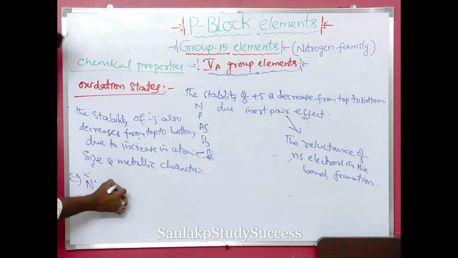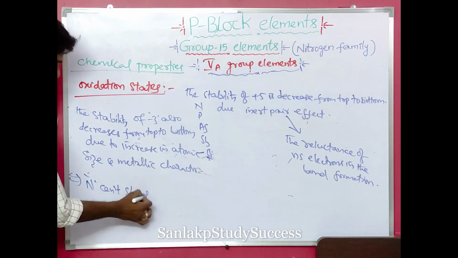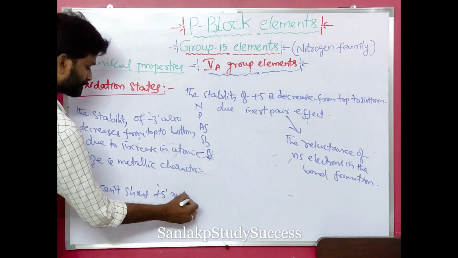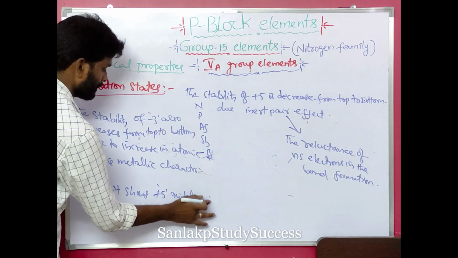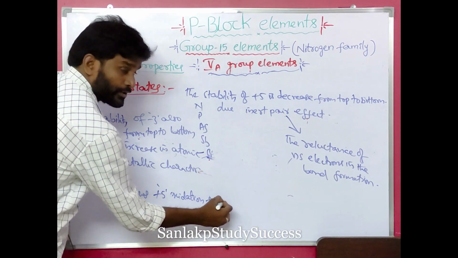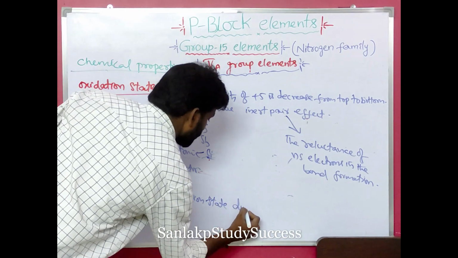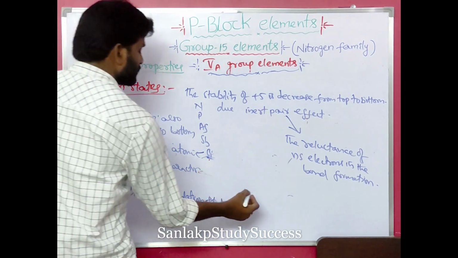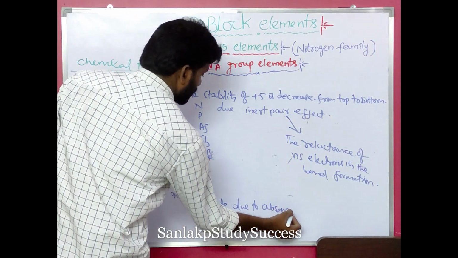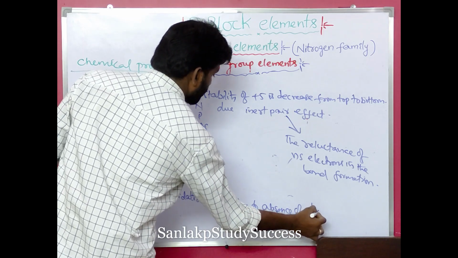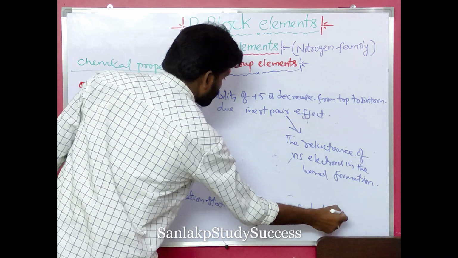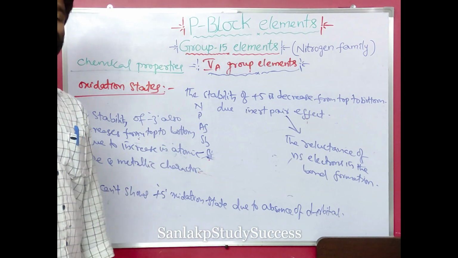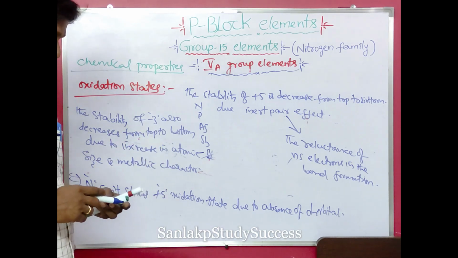Nitrogen cannot show a +5 oxidation state. Nitrogen cannot show a plus 5 oxidation state due to absence of d orbital.